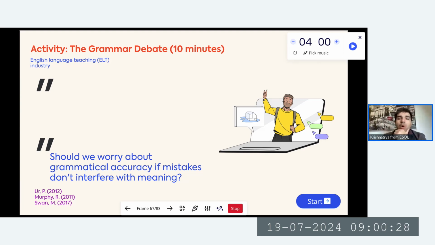Do you guys agree or disagree with this? Let me know in the chat box. Okay. So I'm going to start a poll now. There are 4 options that you have in the poll. You have about 30 seconds to answer. Please read the question. Should we worry about grammatical accuracy if mistakes don't interfere with meaning? Please read the options carefully and give your answers. Thank you.